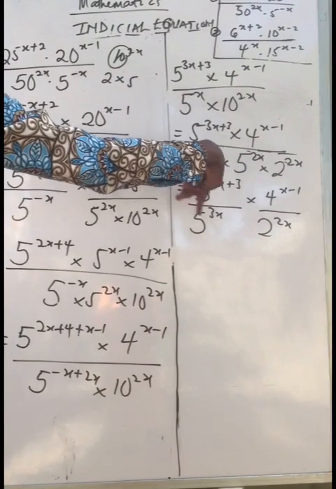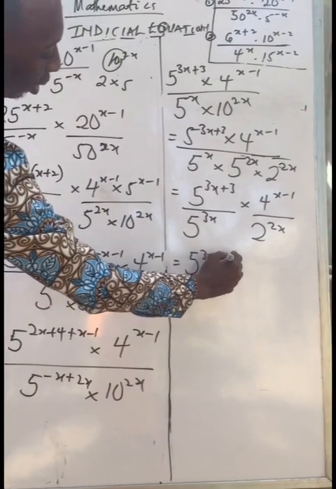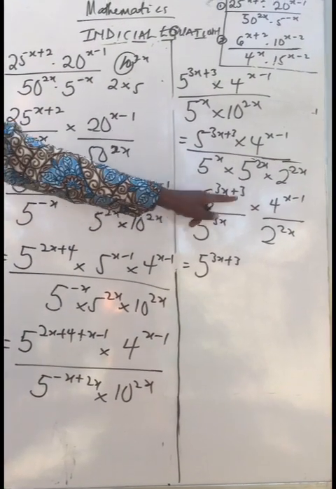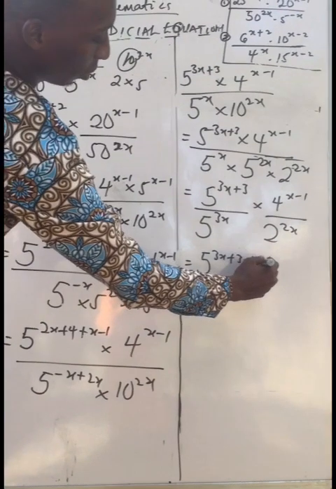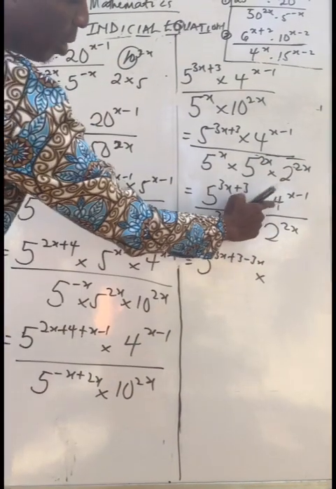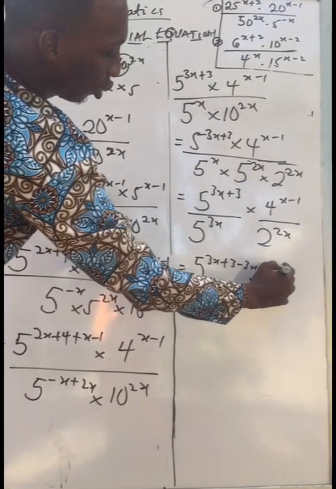And so let's work something out with this. This one gives us 5 raised power 3x plus 3. Remember, this one is more or less like division. And whenever you have division, you subtract. Times, now look at these two. We can actually do something to them. Remember, you can express 4 in terms of 2. Remember, 4 is the same thing as 2 squared.